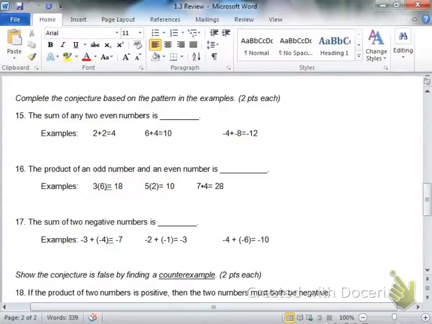Number 15 says the sum of any 2 even numbers is, and then you have 3 examples to try to figure it out. Anyone know? Even. Very good. The next one, the product of an odd number and an even number is? Look at the answers. 18, 10, and 28. Even.